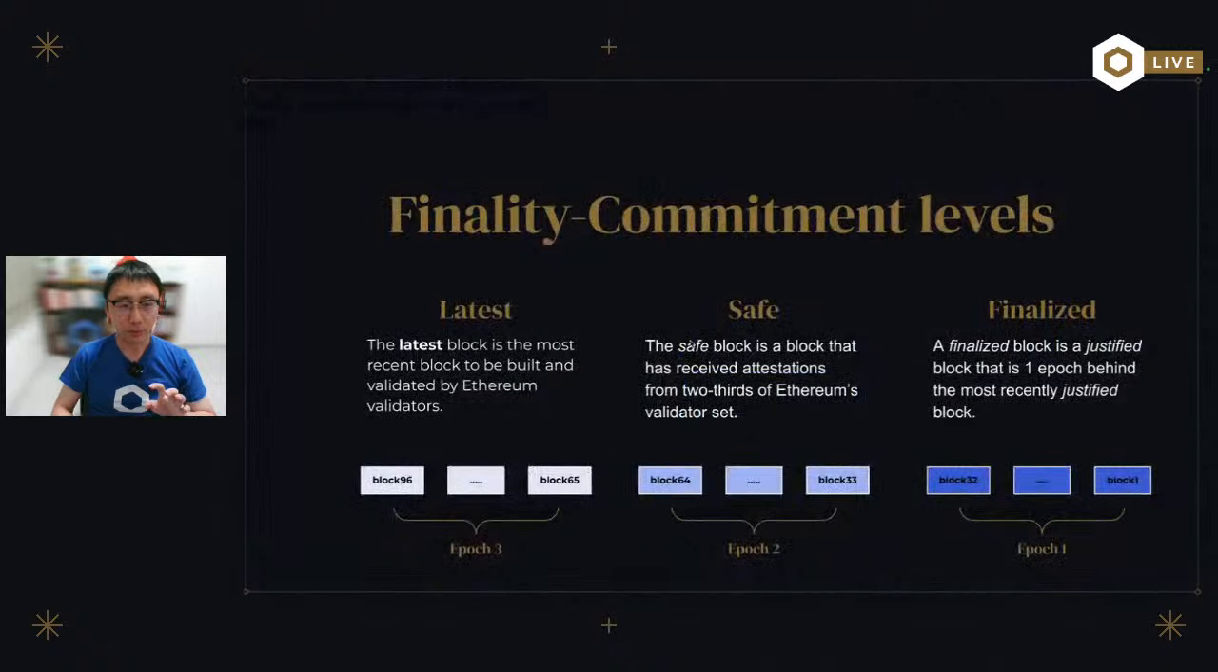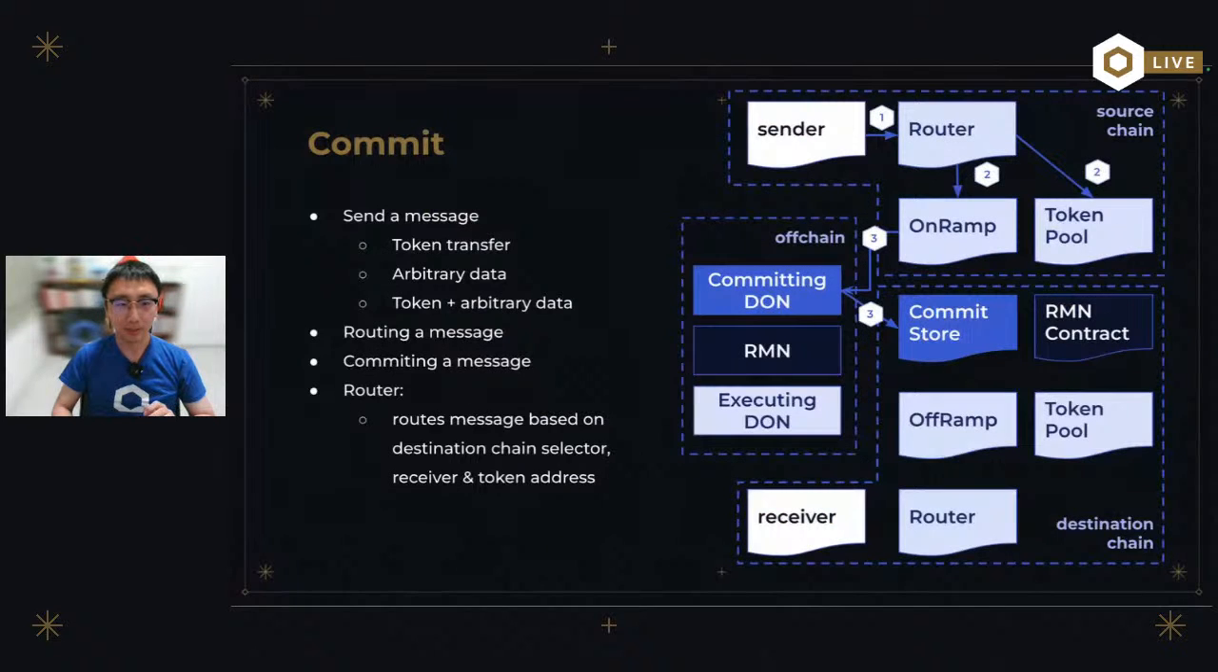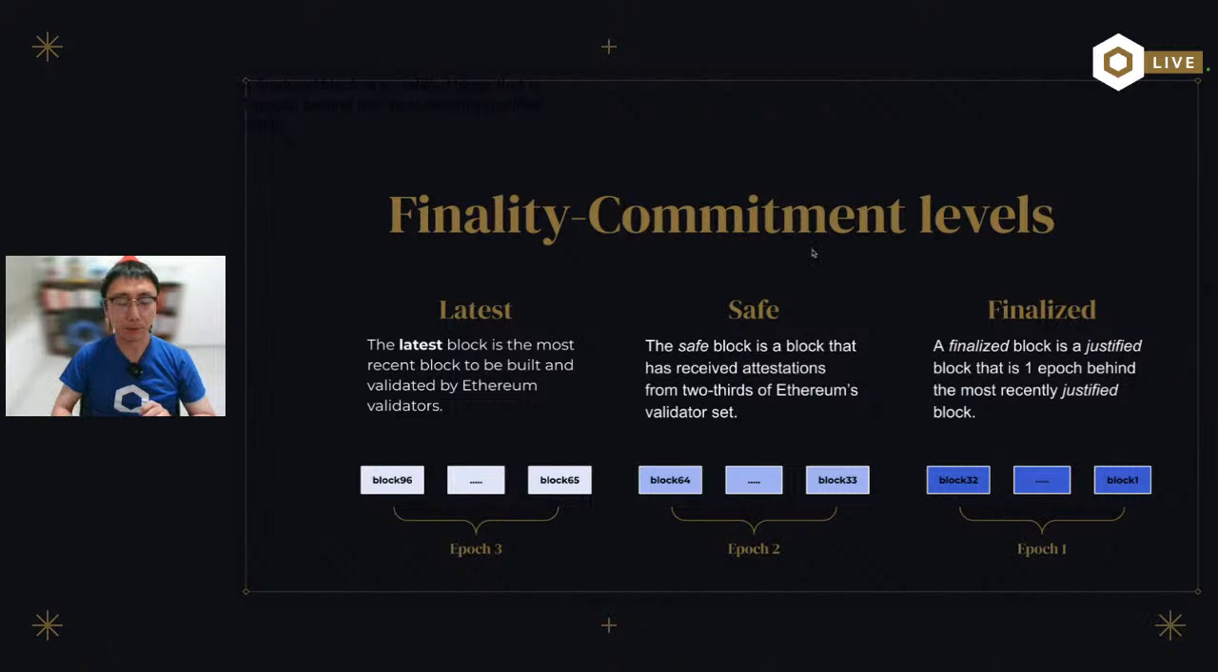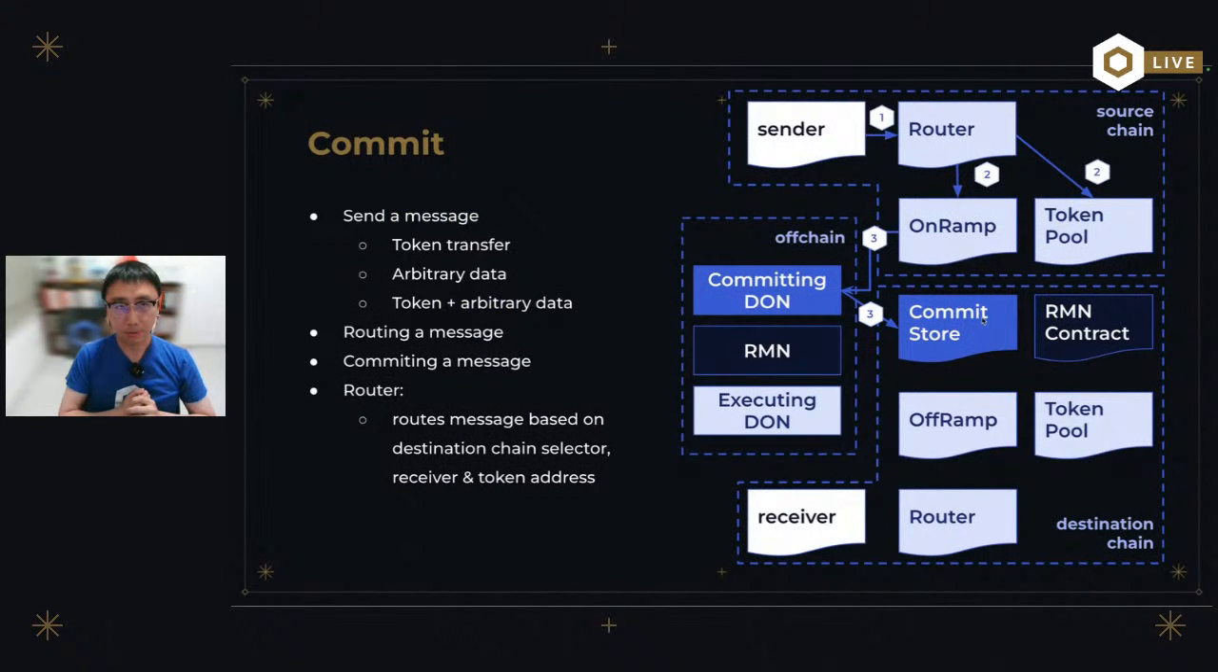There is one more thing to be noted, called the finality commitment levels. From this graph, I'm not sure if any of you are curious about this scenario: a transaction is sent to the on-ramp smart contract, and it is committed by the committing DON and relayed to the commit store on the destination chain. And then this transaction on the source chain is reverted, maybe because of a reorganization of the blockchain on the source chain. What will happen in the destination chain?